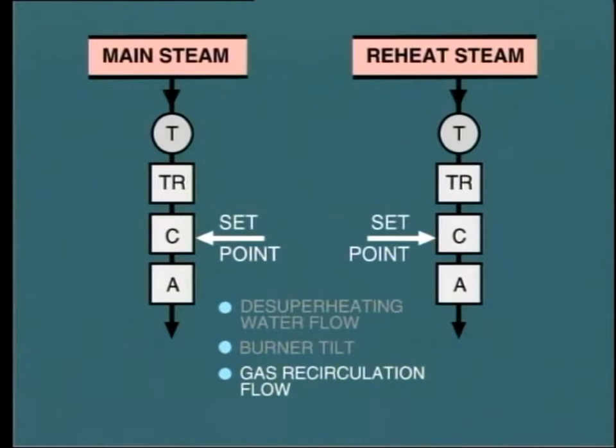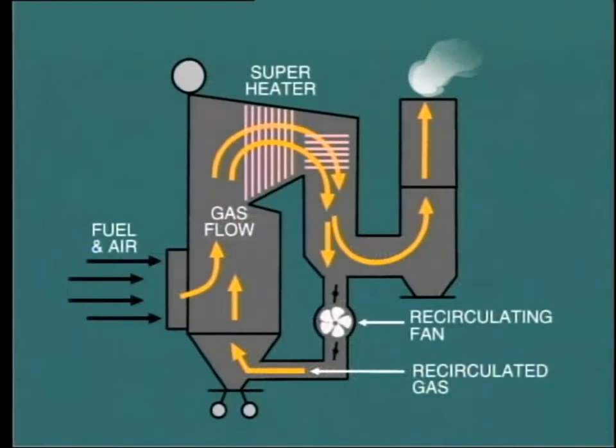This last technique provides the same effect as firing with increased excess air, but without the increased heat loss up the chimney. The recirculating gas merely circulates in a closed loop while increasing the mass of gas flow across the superheater tubes, with consequent increase in main steam and reheat temperatures. Now, there are many other arrangements of combustion control systems with increasing degrees of complexity and sophistication. You must make sure to thoroughly learn your own system.